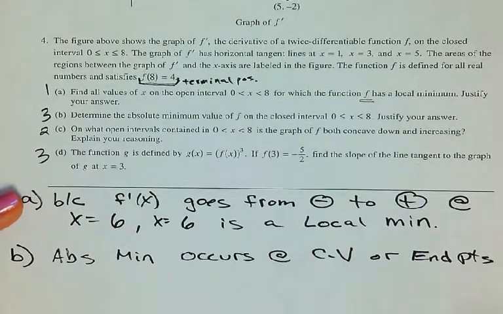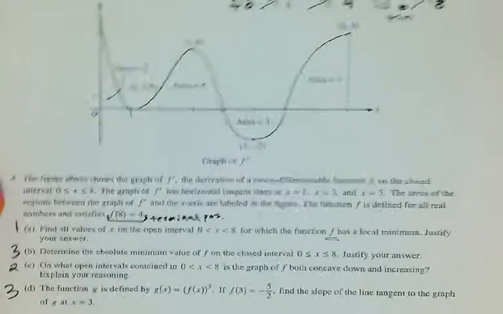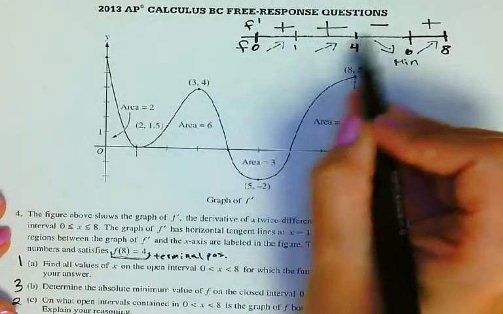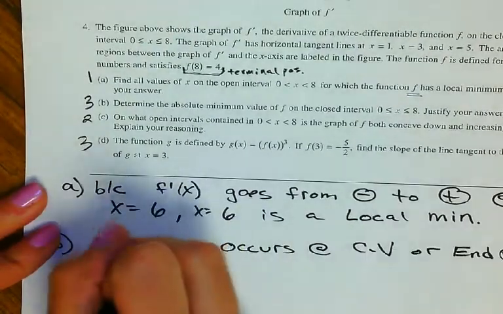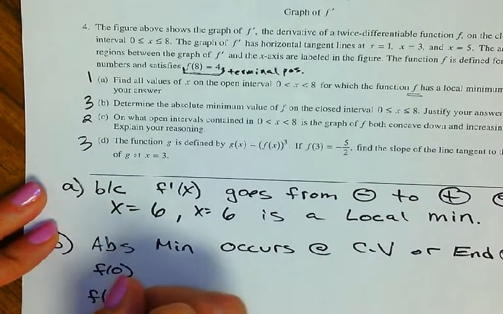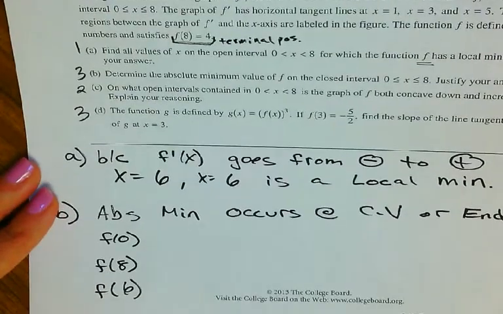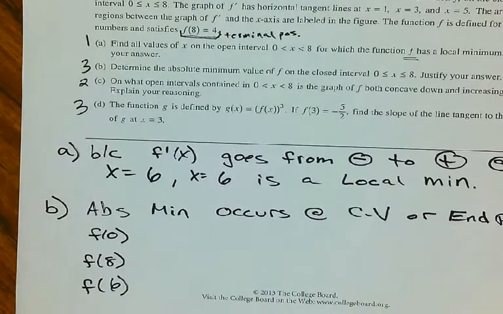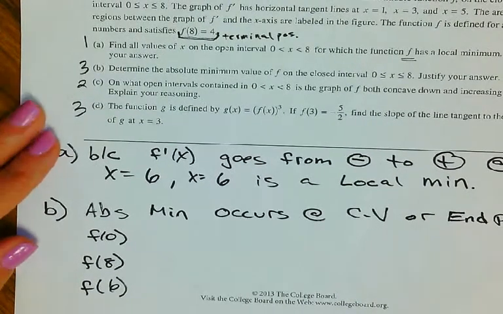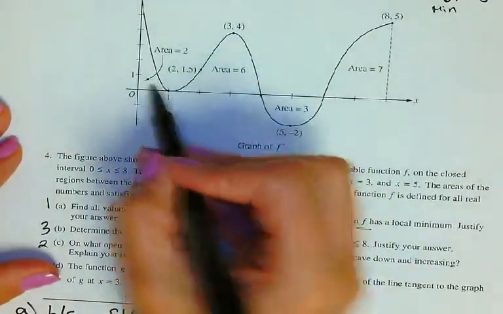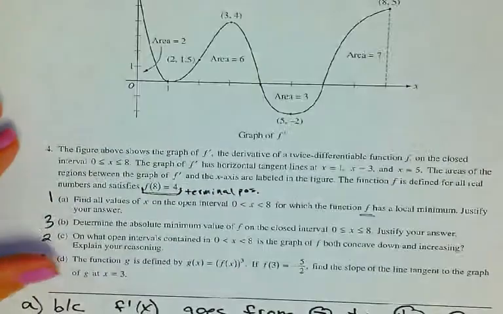So the critical value that I would be concerned with, just from my sign chart up here, right? I'm not really concerned about these because that's a max, right? Nothing's going on there. So I only need to consider f of 0, f of 8, and f of 6, okay? Those are the three that I would need to consider. And if you'll notice, the graph that they gave me was interesting because it actually gave me the areas under the curve. If you look at it carefully, notice that they gave me the area, the area, the area, and the area there.